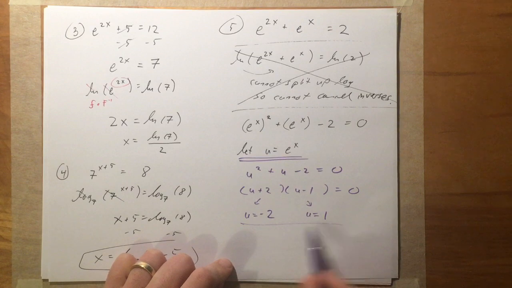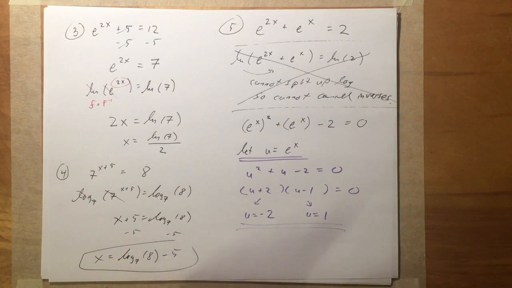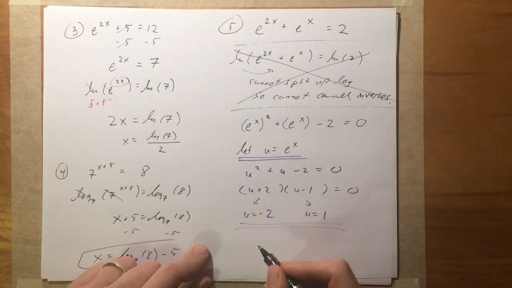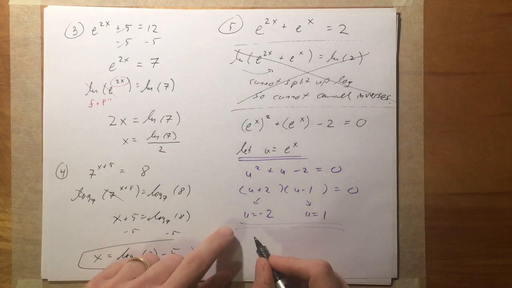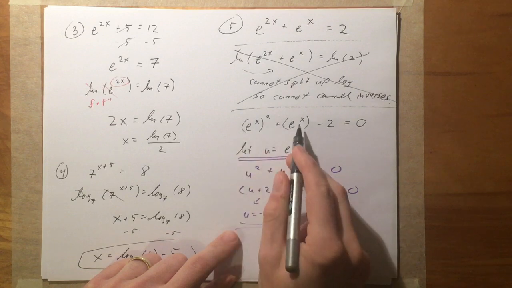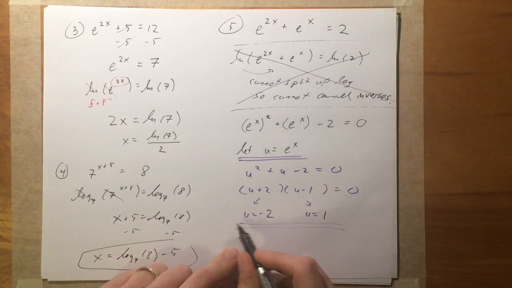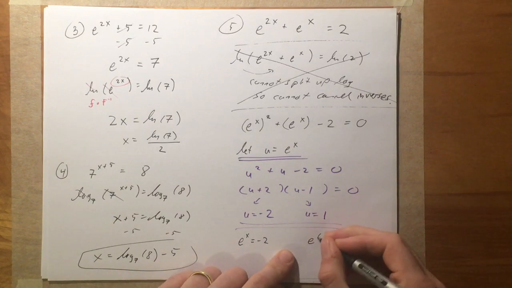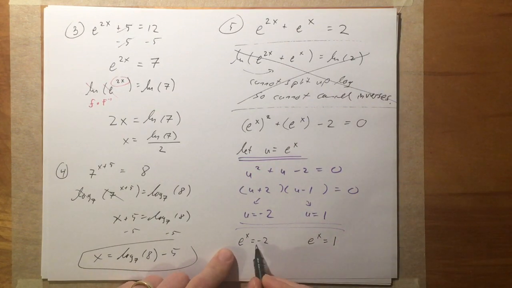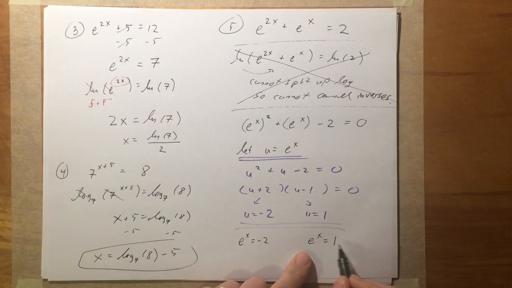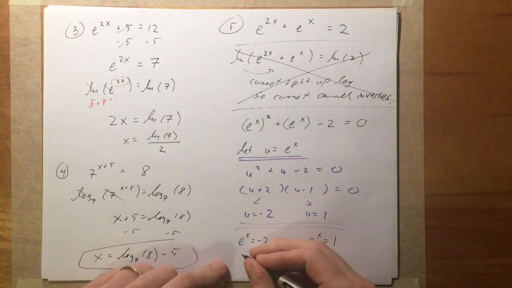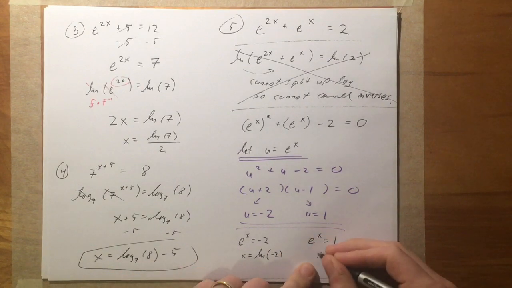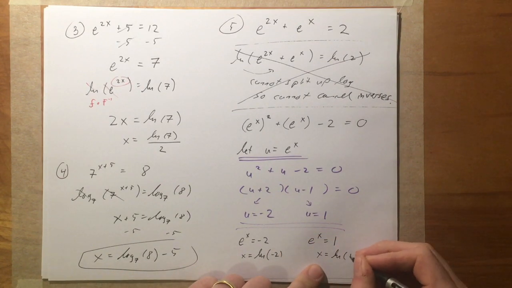So then, having solved for u, we're not done. I'm switching back to black. Now we need to undo the substitution we did. We said u was e to the x, right? So having solved for u, now we're going to replace the u's with e to the x again. And we get two equations: e to the x equals -2, or e to the x equals 1. We have to solve both of these, and we can solve with logarithms. x is going to be the natural log of -2, or x is the natural log of 1.